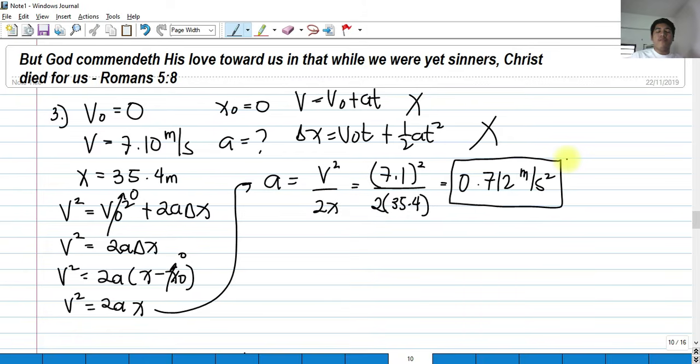So I hope you learned something today. This is kinematics in one dimension: basic examples, and the derivation of the equations used in kinematics in one dimension with constant acceleration.